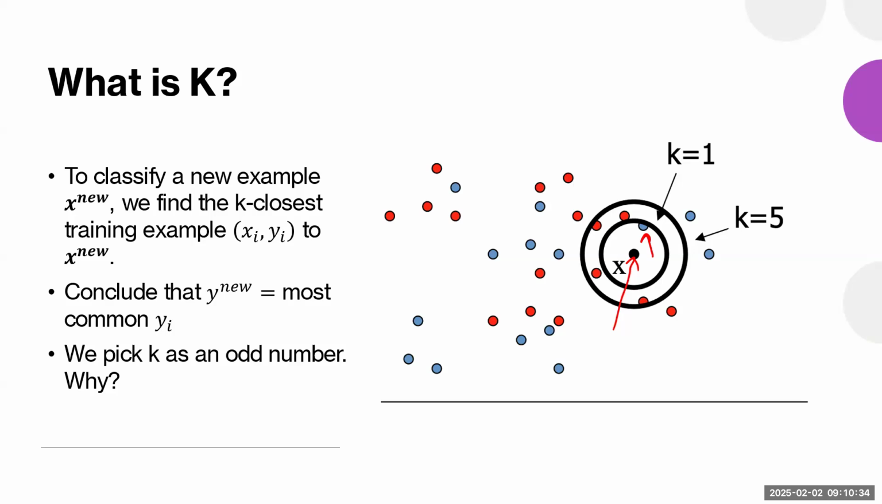And in most cases, your choice of k would be an odd number. Why would that be the case? Why can I not pick an even number?